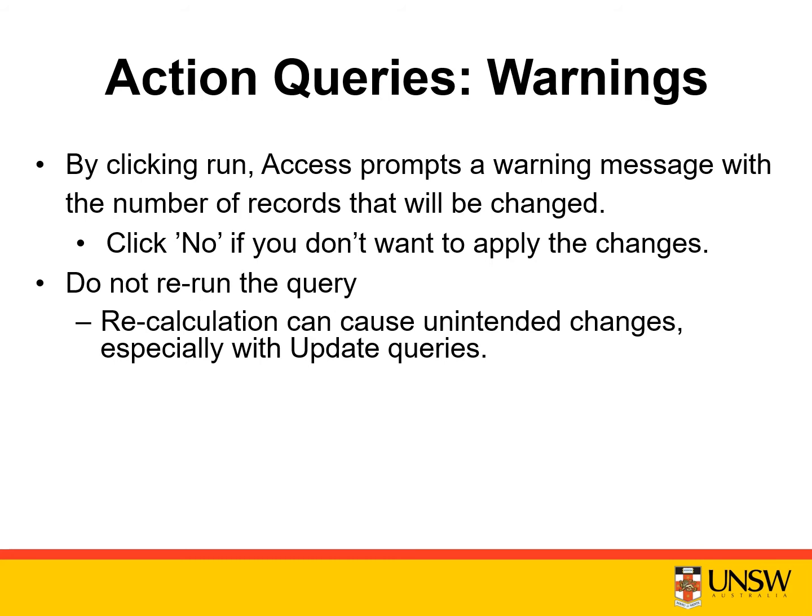There are 2 important points that you should consider after running your action query. By clicking Run, Access shows you a warning message with a number of records that will be affected. If you're not sure about the changes, click No. Also, don't run an action query more than once, especially the update queries. Since every time that you run your query, Access updates the values again. For example, if you have an update query to add $2 to all the prices, every time that you run this query, it adds $2 to the prices. So if you run it, for example, 3 times, instead of $2, $6 will be added to all the prices.